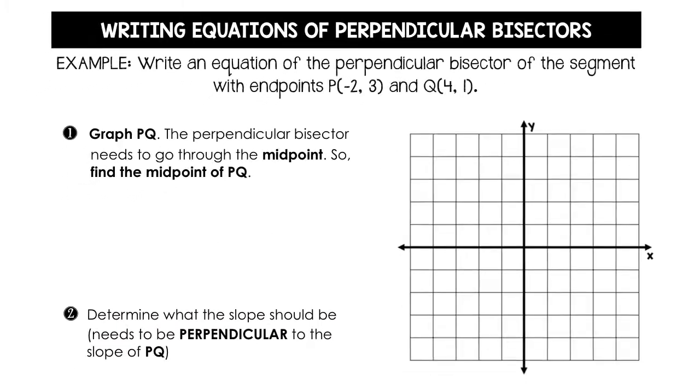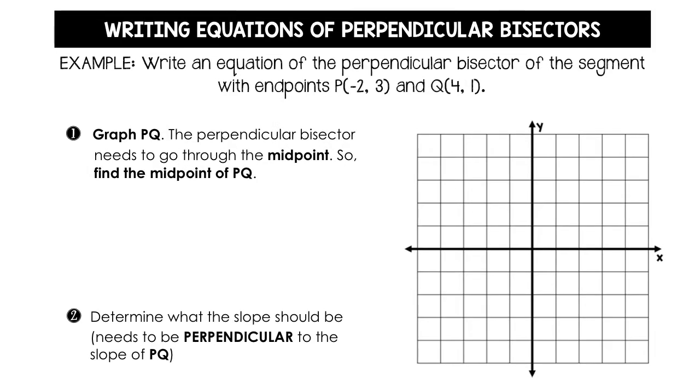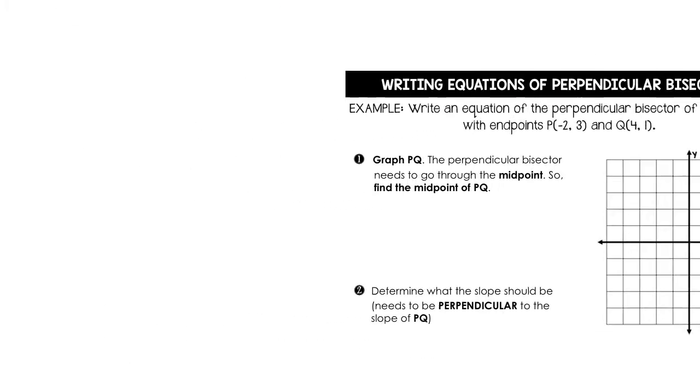All right, so today we are going to start writing equations of perpendicular bisectors. That's why we needed to know slope and all that stuff, because we're going to write equations today. Now, just remember, I'm going to go off over here. You don't have to write this down if you don't want to.